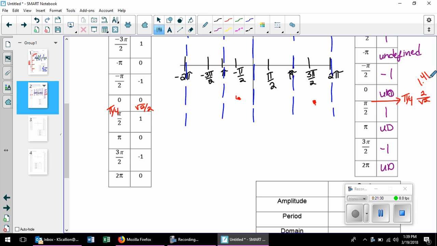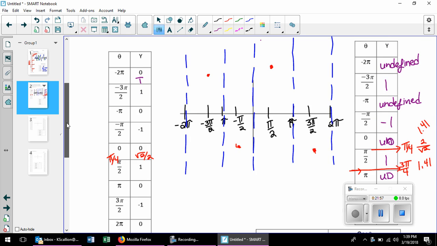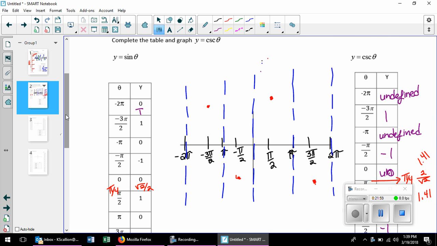Okay, so I need another point that's greater than pi over 2 but less than pi. Hint, hint, nudge, nudge, pick the same denominator. 3 pi over 4. So that's going to be a positive root 2 over 2. Do the reciprocal of it, you're going to be at a positive 1.41. So if I graph those, the values are going to be greater on either side.